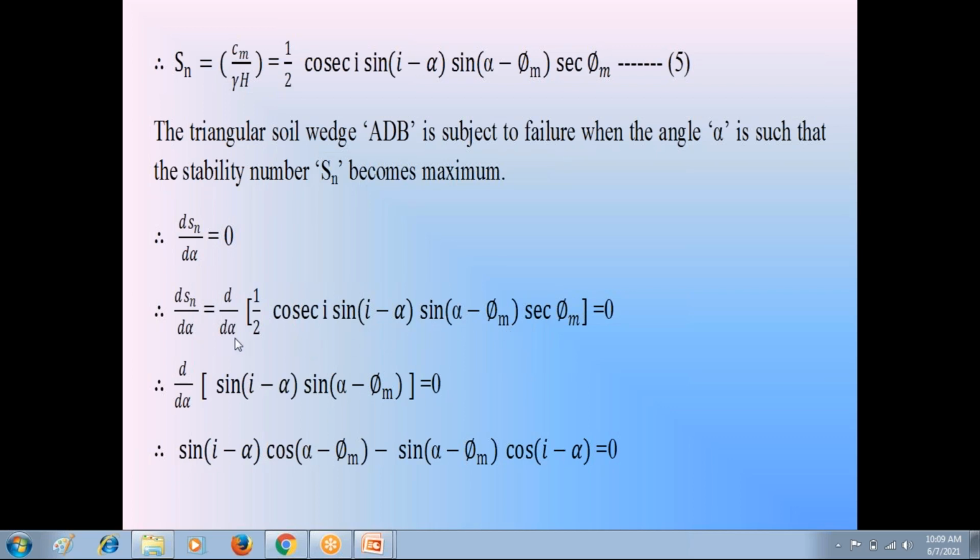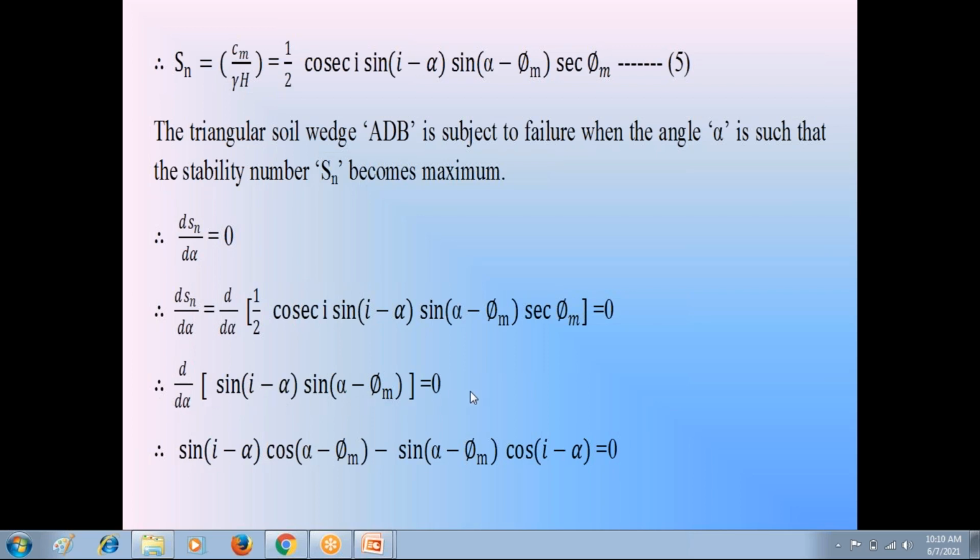Since cosec I sec phi m are not equal to 0, you have only d by d alpha of sin(I minus alpha) sin(alpha minus phi m) equal to 0. So that is the condition of the maximum stability number Sn: d by d alpha of sin(I minus alpha) sin(alpha minus phi m) equal to 0.